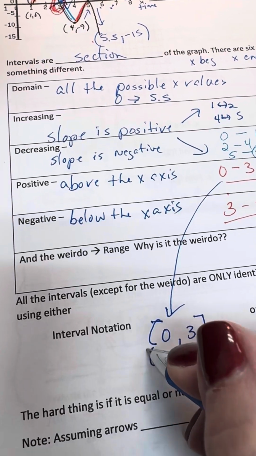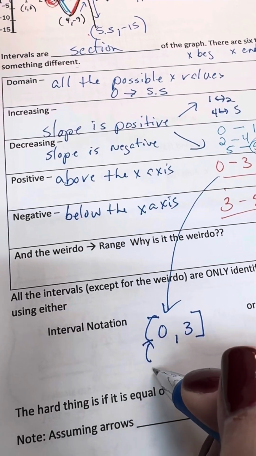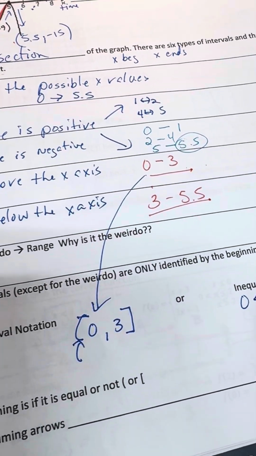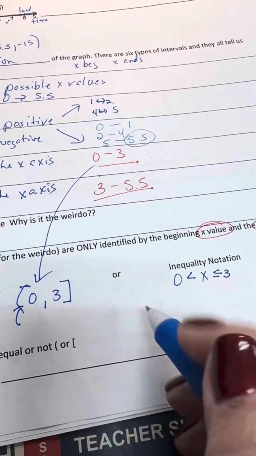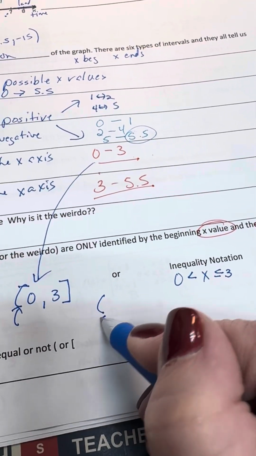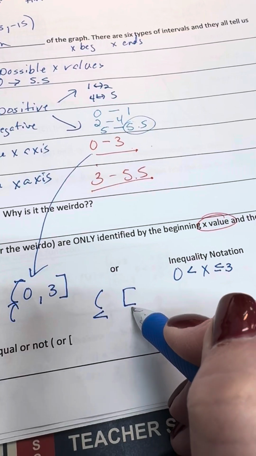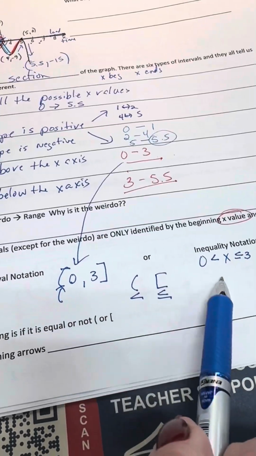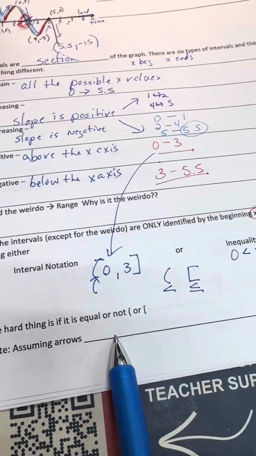Now, I just randomly chose one. The parentheses means that it is not equal to. So that would be like 0 is not equal to the x, and it is equal at the 3. So the parentheses means less than, but not equal to. The bracket means less than or equal to. You always go smallest to largest. Again, I am not caring which one you use. You have to know both of them because I will use them equally, okay?